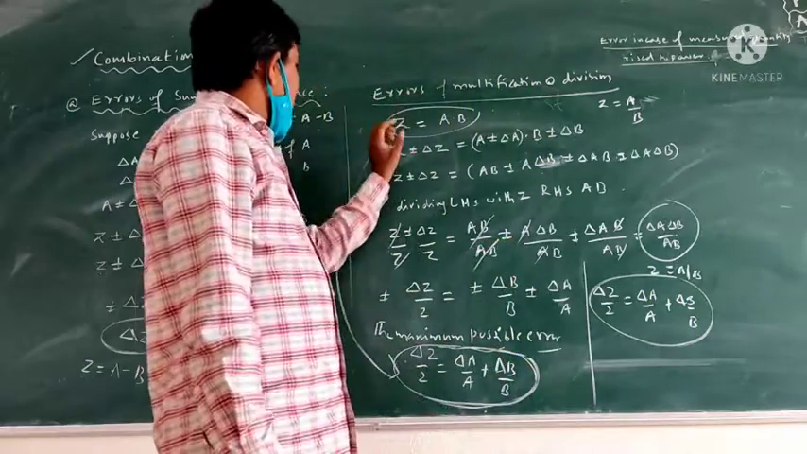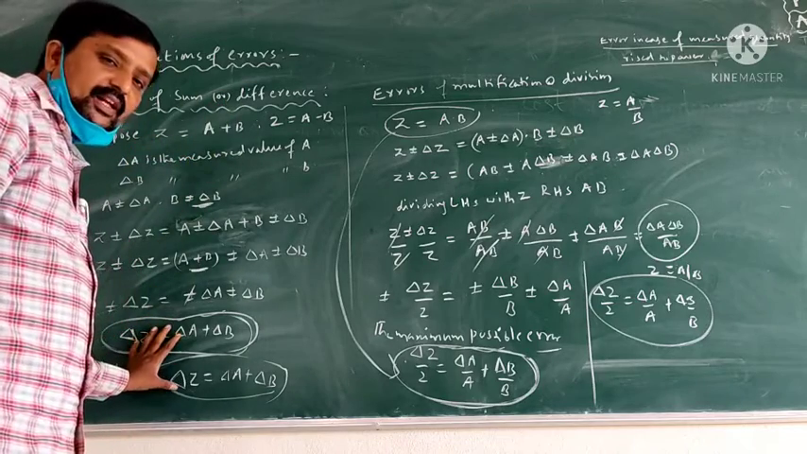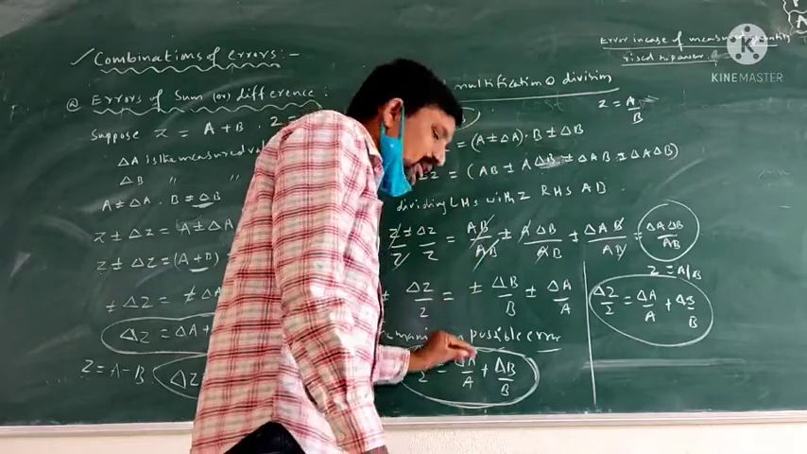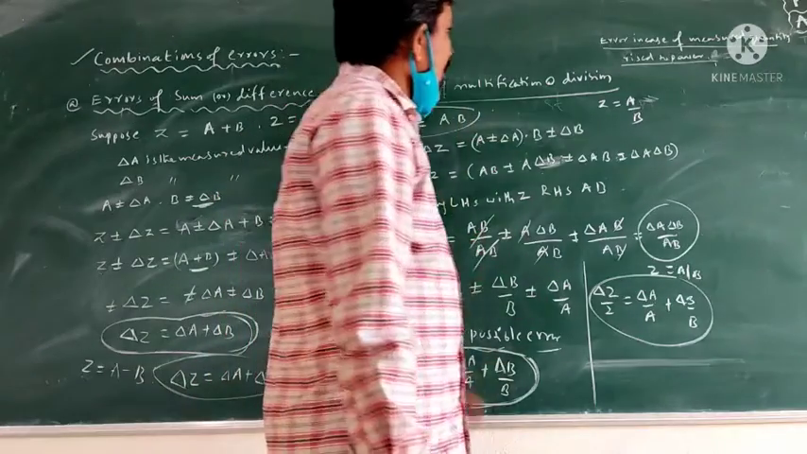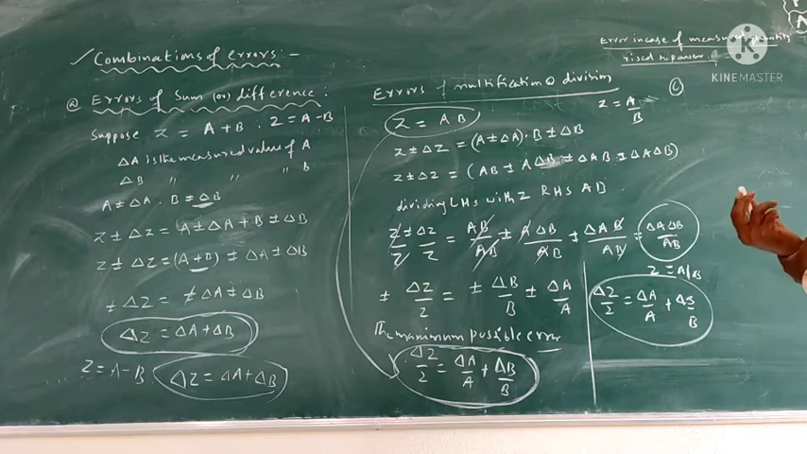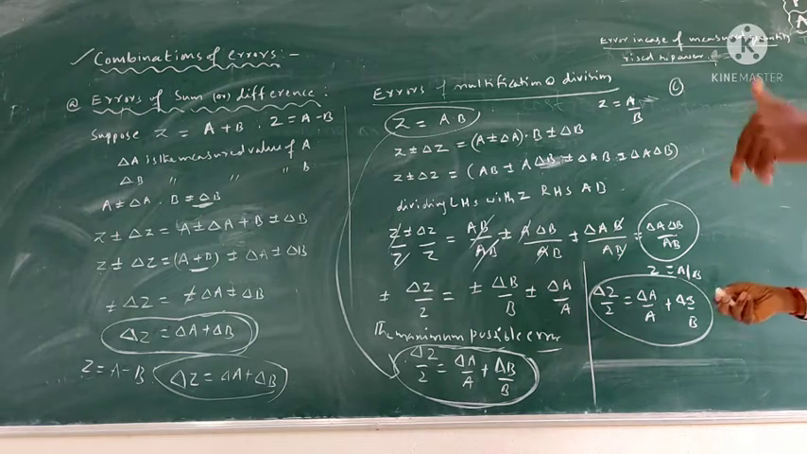So in the case of addition and subtraction, the maximum possible error is the same. In the case of multiplication and division, the maximum possible error is the same. Okay. So next one, the error in the case of a measured quantity raised to a power.